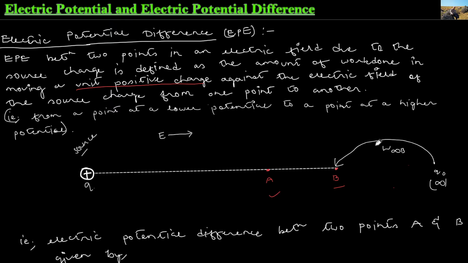Again, if you want to bring this charge very near to the source charge, you have to do more work. So this will be the amount of work done in moving this charge from infinity up to point A.